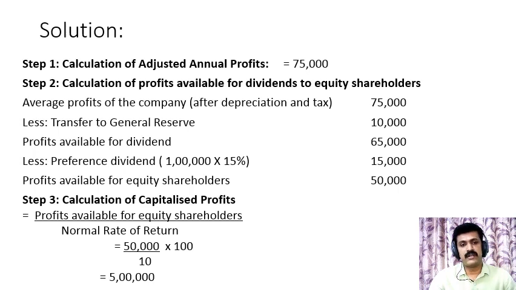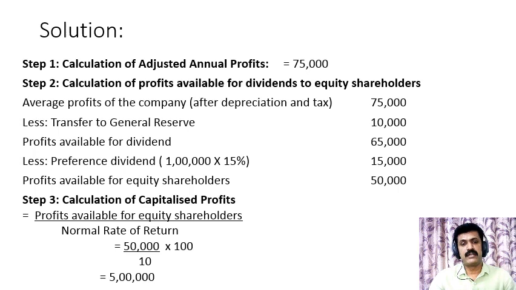From that we have to deduct preference dividend. So preference dividends will be paid on preference share capital of rupees 1 lakh at the rate of 15%. That comes to 15,000. So the balancing amount of rupees 50,000 can be considered as profits available for equity shareholders.